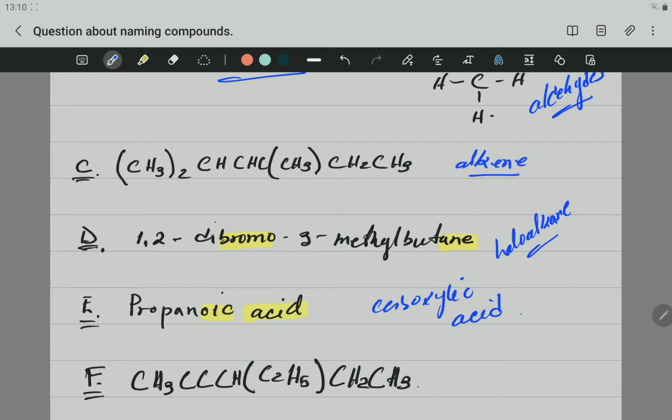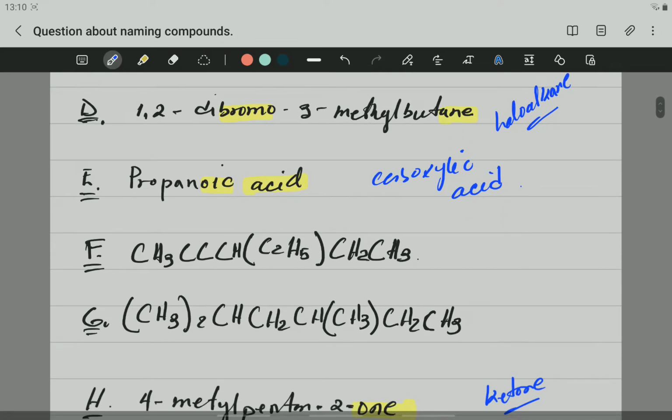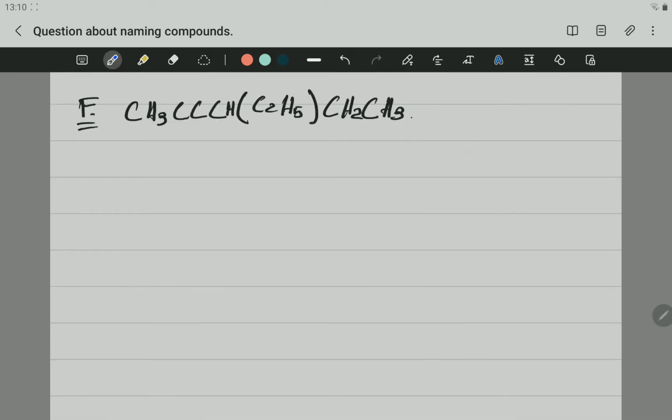Alkene, which is an unsaturated hydrocarbon. I think this is the first important thing to do. So let's do the same for compound F and for compound G. All right, here we have compound F. Let's try to write the structural formula of this compound.